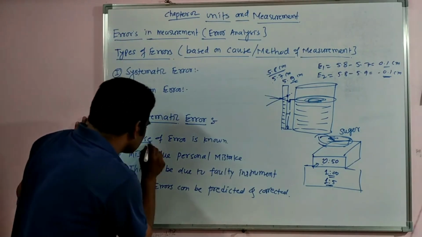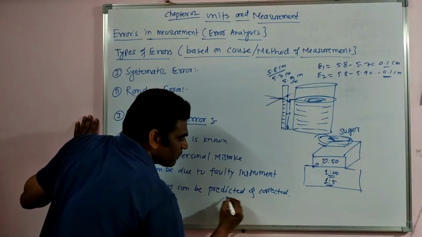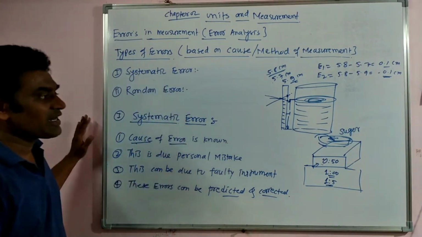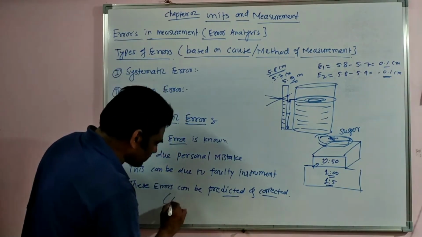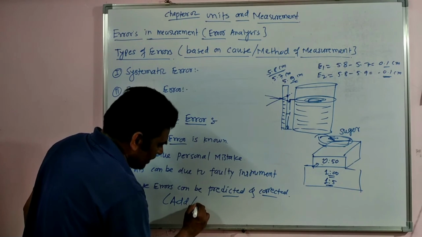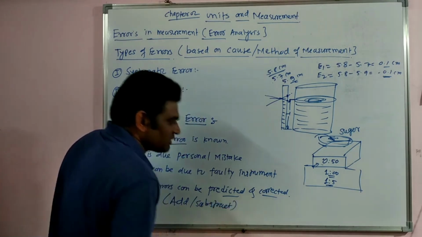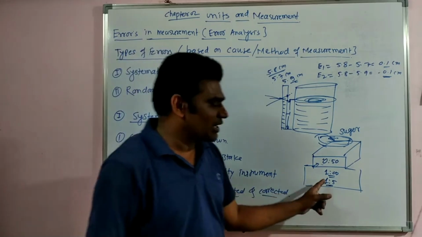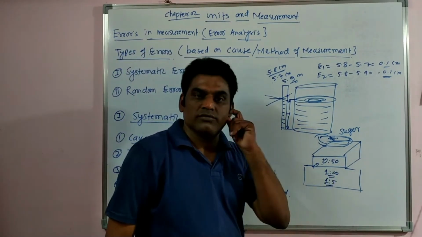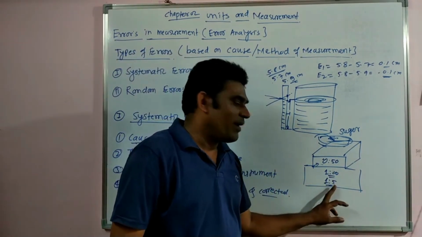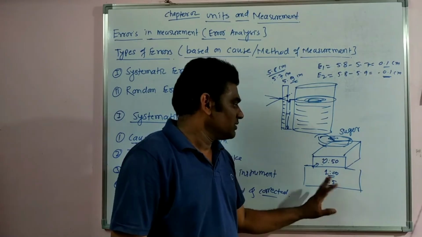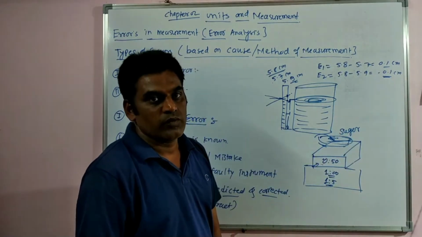Here what is important is that the cause is known, and this can be predicted and corrected. The corrective measure is what? Addition or subtraction of errors. By adding or subtracting, what am I doing here? Here I am adding the 0.5, and then I am getting the correct value.